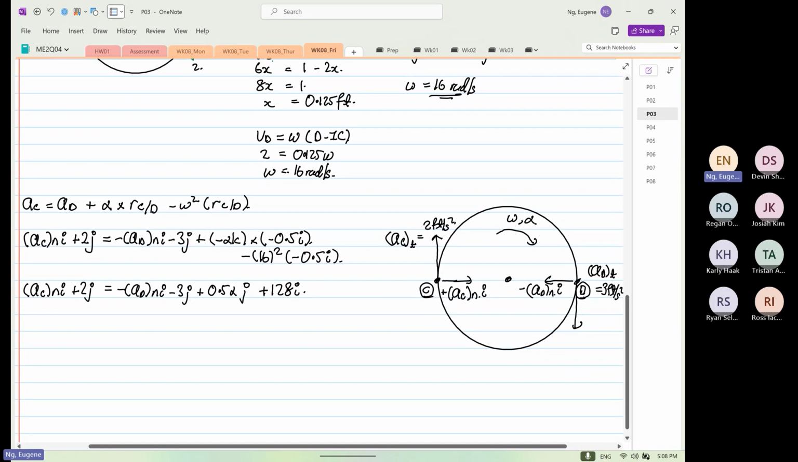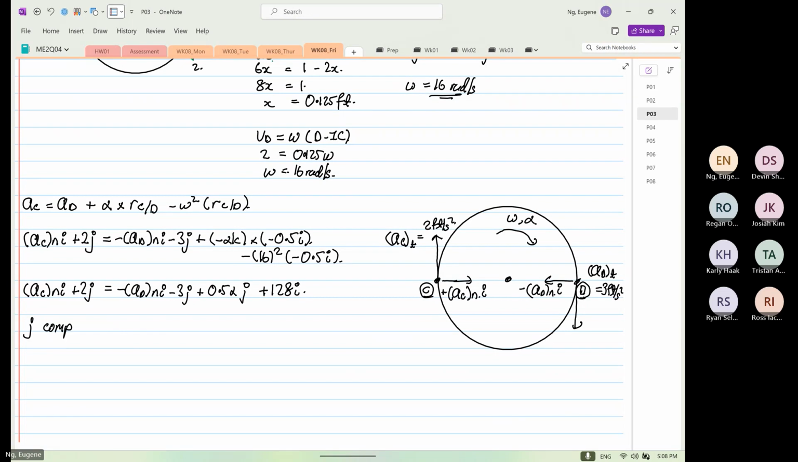So we look into our J component. We have 2, and this is equal to minus 3 plus 0.5 alpha. So 5 is equal to 0.5 alpha. Alpha is 5 divided by 0.5, we get 10 radians per second squared. So the assumed direction is correct. And then now we do the I component. So the I component, you have ACN, and this will be equal to minus ADN.